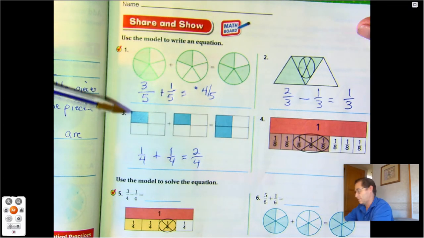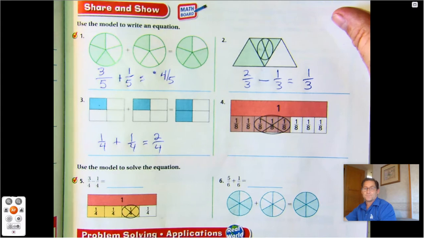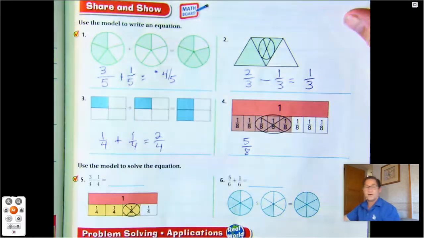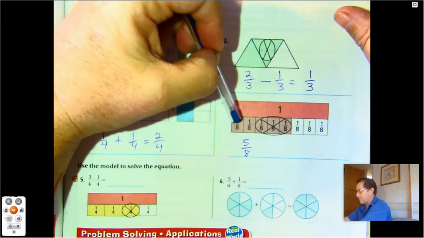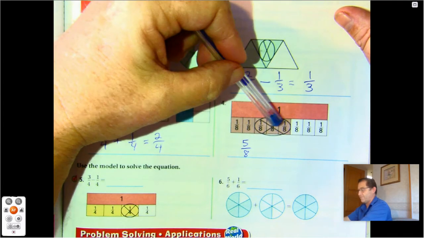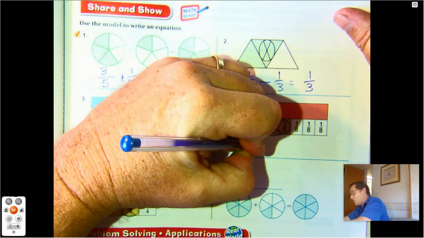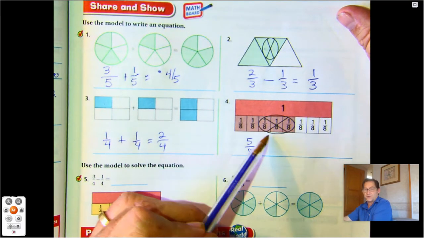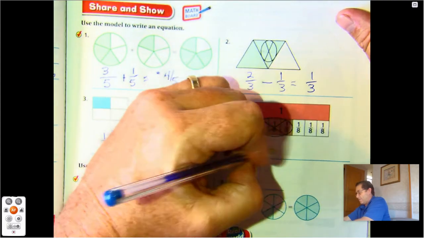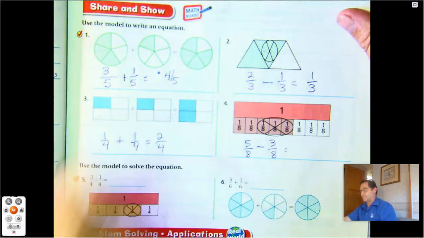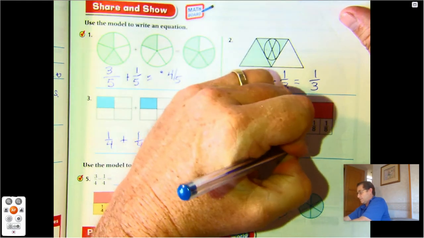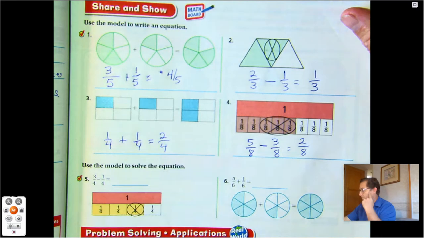All right, number 4. 2, 4, 5/8. Where did I get 5/8 from? Because that's how many are shaded in. 1, 2, 3, 4, 5. Take away. Okay, this represents take away, the circle with the X through it. And they're taking away 3/8. So how many eighths are left? Just 2. 2/8.